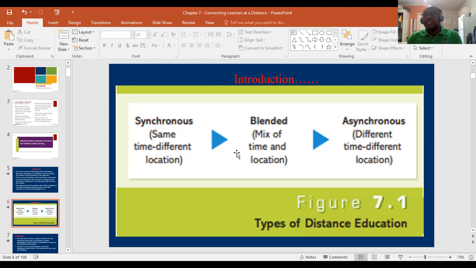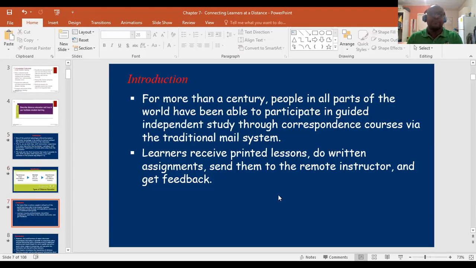Asynchronous instruction is a situation where instruction takes place at different times and in different locations. So I can assign you work at your own pace, even using the same content, being in different locations, and still get the objectives that we need to achieve at the end of the day. So basically, these are the three types of distance education that we actually know of today.